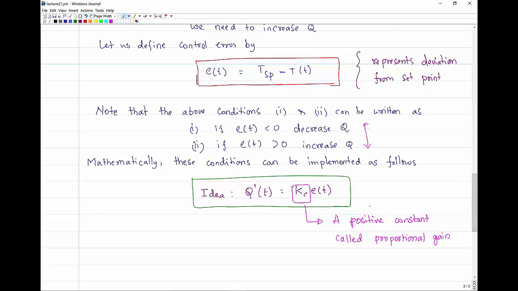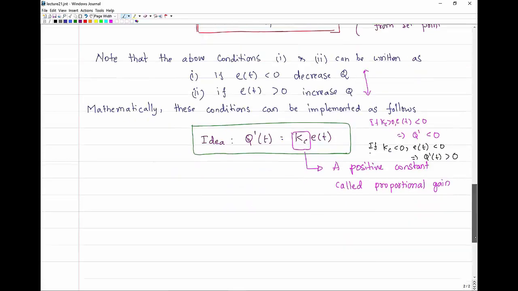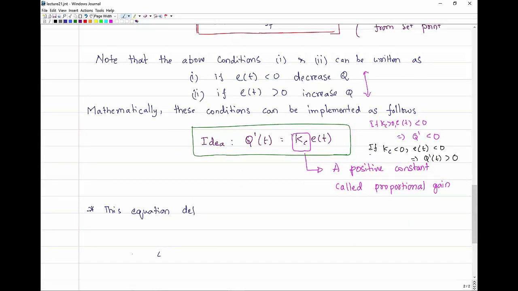Now it's very easy to see why such an equation would work, because if Kc is positive and E of t is less than 0, according to condition 1, Q prime must be less than 0. In other words, we have to decrease Q. If Kc is positive and E of t is greater than 0, then Q prime of t is going to be positive because we have to increase the amount of heat added to the process. So it makes perfect sense. We have simply translated the two qualitative requirements for keeping a process at its set point into a simple proportional or linear equation between the control error and the heat input.